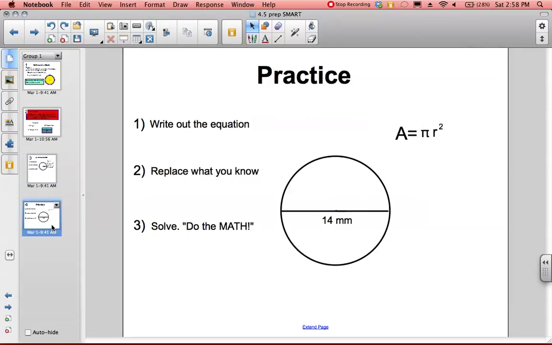So here's your practice question. Again, I've given you the three steps that we've talked about in class. 1, write out the equation. 2, replace what you know. And 3, solve or do the math. Remember, you need to use BEDMAS for this. You should be doing your exponents before your multiplication. And I want you to take note of the 14 millimeters in the middle when you're completing your equation.